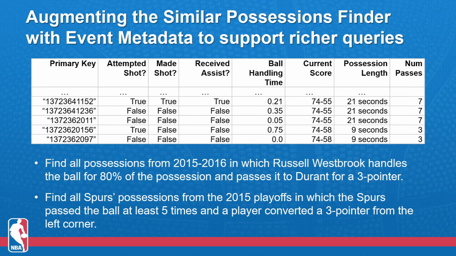Augmenting the Similar Possessions Finder with this event metadata lets us support very rich queries, for which we give two examples on the screen. We can find all possessions from the 2015-2016 season in which Russell Westbrook handles the ball for 80% of the time and passes it to Kevin Durant for a three-pointer. We can find all Spurs possessions from the 2015 playoffs in which the Spurs passed the ball at least 5 times and a player converted a three-pointer from the left corner, and much, much more.